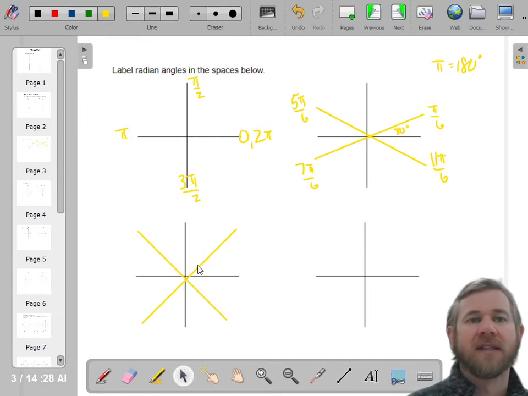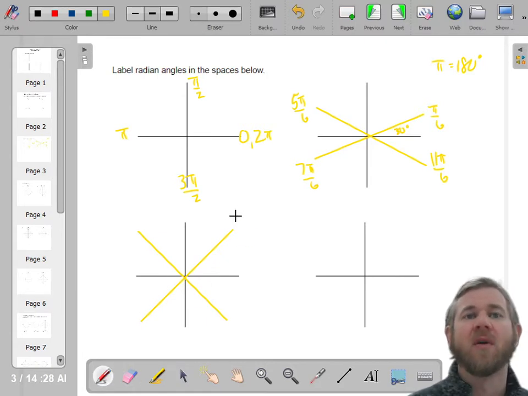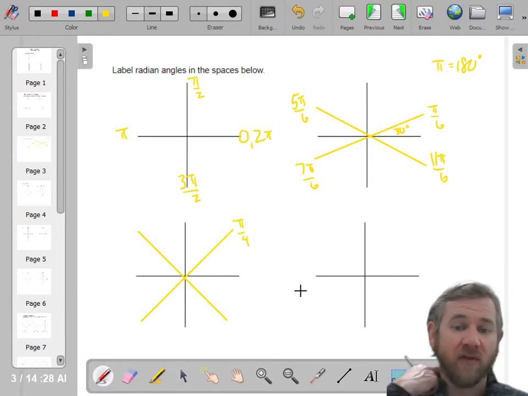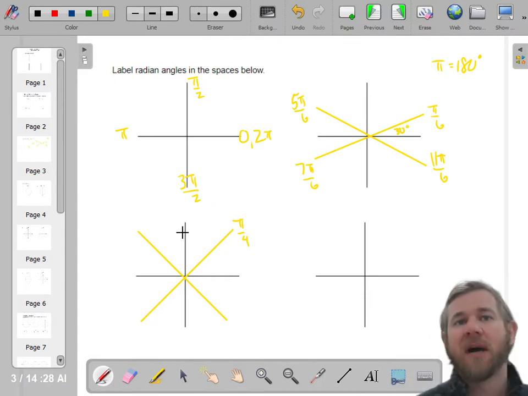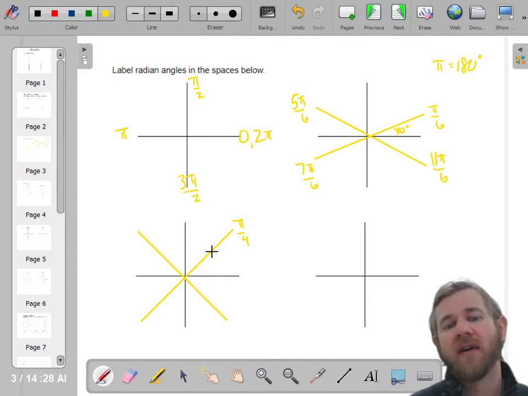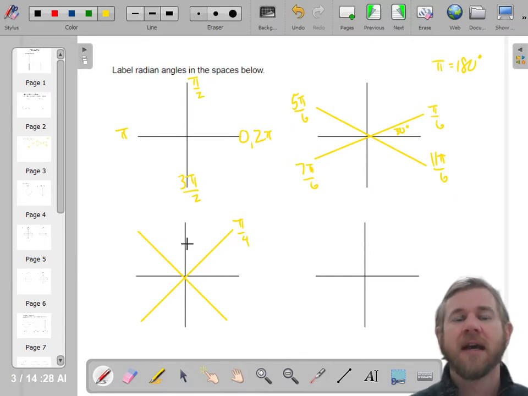So the 45s go right down the middle. And if you know that pi is 180, then 1/4 of that is 45, pi over 4. So you can count by pi over 4s. This is 1 pi over 4, 45 degrees. This is 2 pi over 4, that's 90 degrees, but 2 over 4 is 1/2. And then this is 3 pi over 4.